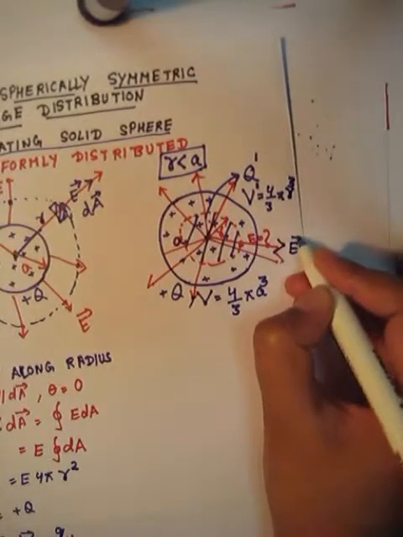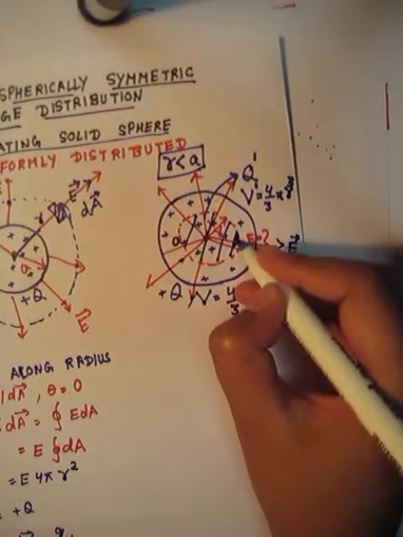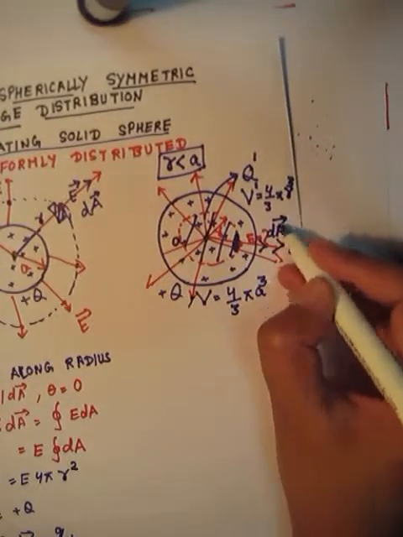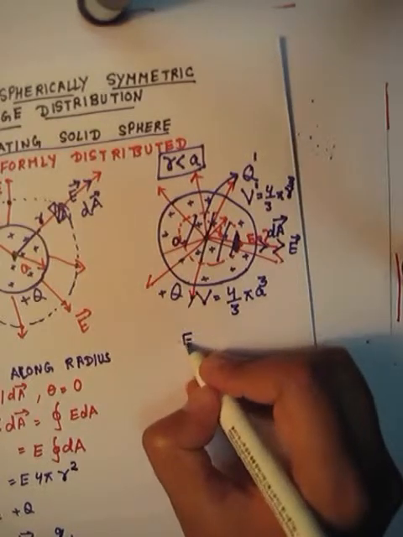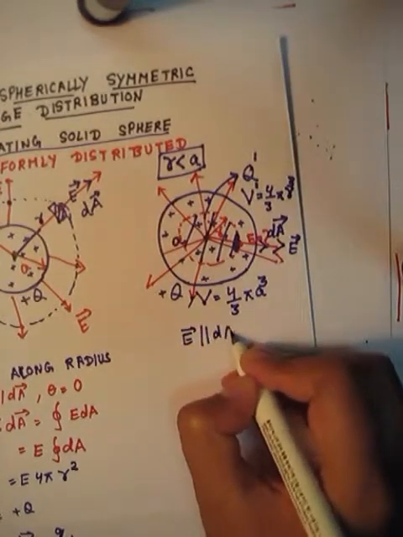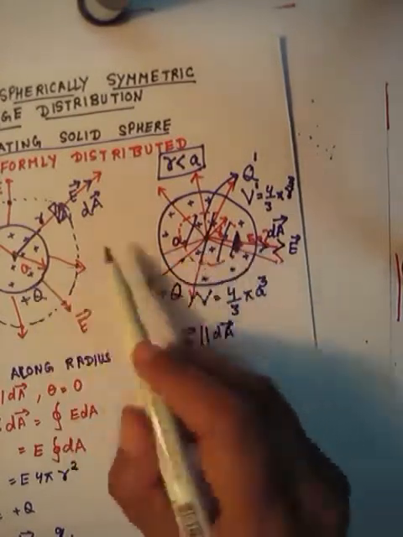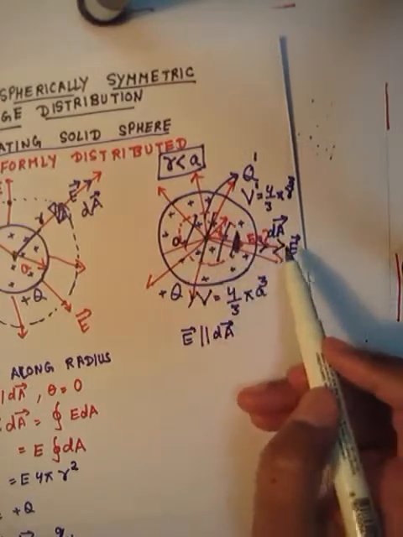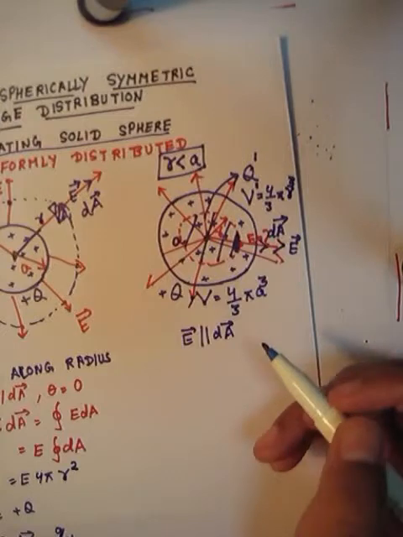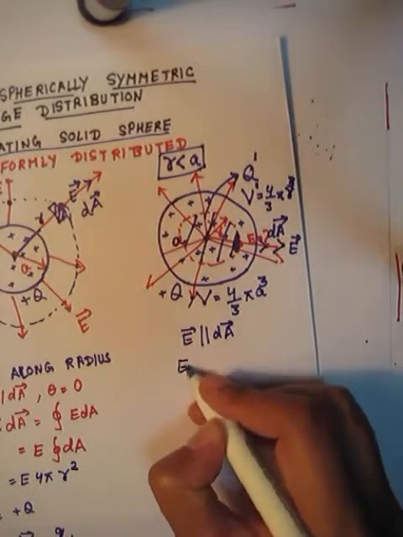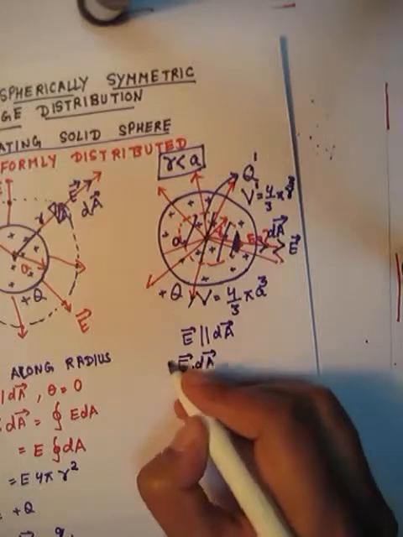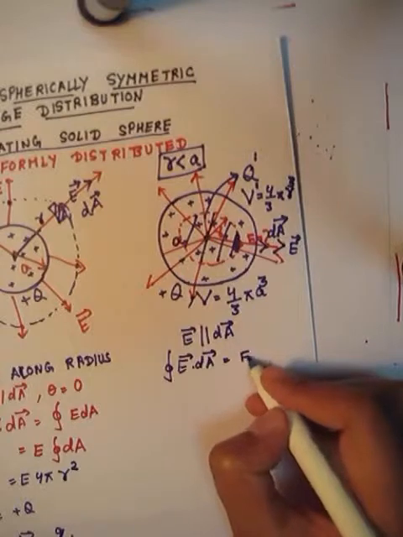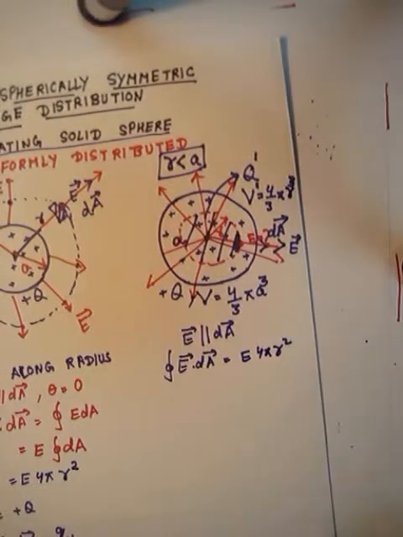So if electric field is in this direction and we are talking about a small area, let us say this, then dA vector will also be in the same direction. So E vector is parallel to dA vector. You know, for a sphere, area vector and dA vector will always be parallel to each other. So again, integral of E vector dot dA vector will be, E will be constant on this surface, so it will be E into 4 pi R squared.